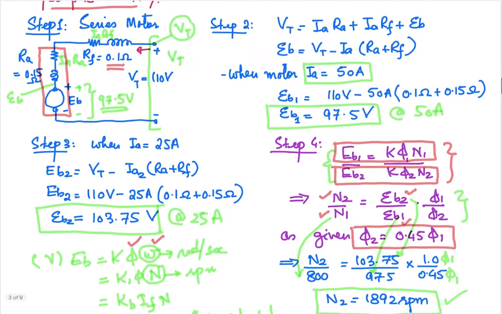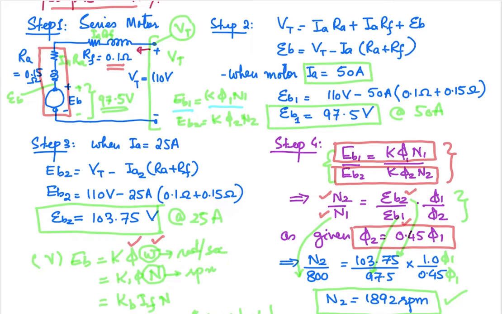So what is the key point here? The key equation is this one, where you compare the back EMF in two states. The back EMF at the first state is K phi 1 into N1, and the back EMF at the second state is EB2 equals K phi 2 into N2. By taking the ratio, you observe that if the speed changes, the back EMF changes in proportion to the ratio of the speed, or if the back EMF changes, the speed changes accordingly, right?